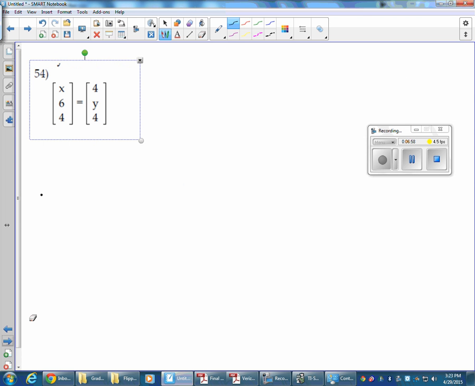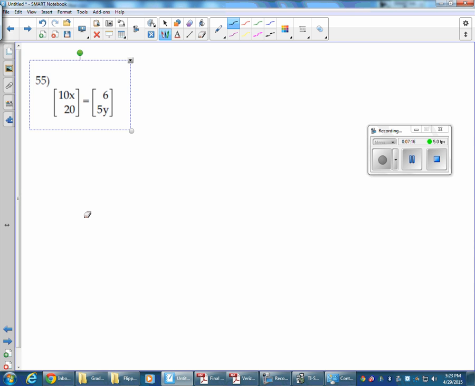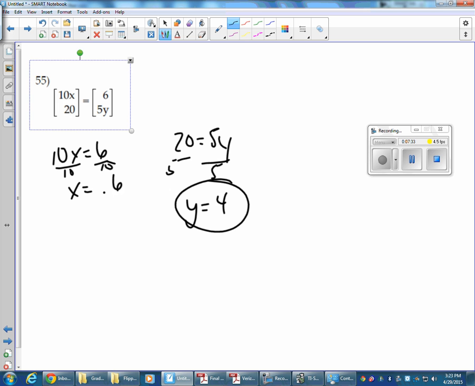Alright, problem 54. We're just trying to figure out some values of x's and y's. So if these two are equivalent matrices, then x would have to be 4 and y would have to be 6, so that they would be exactly equal matrices. In 55, if these are equivalent, then 10x would have to equal 6, which means x would be 0.6 if I were to divide both sides by 10. And then 20 would have to equal 5y, which divided by 5, y would have to equal 4, and those are my two answers there.